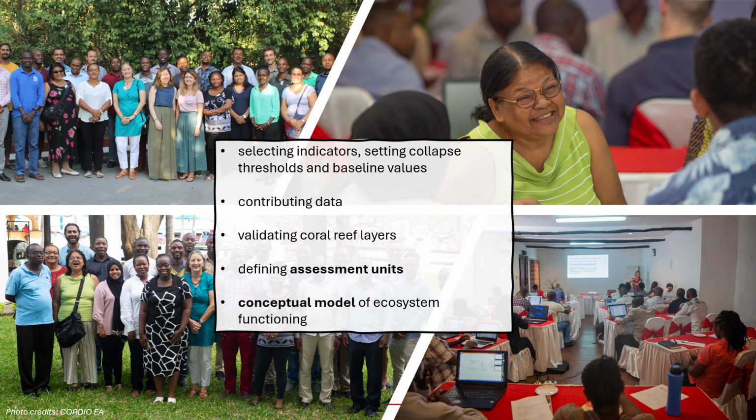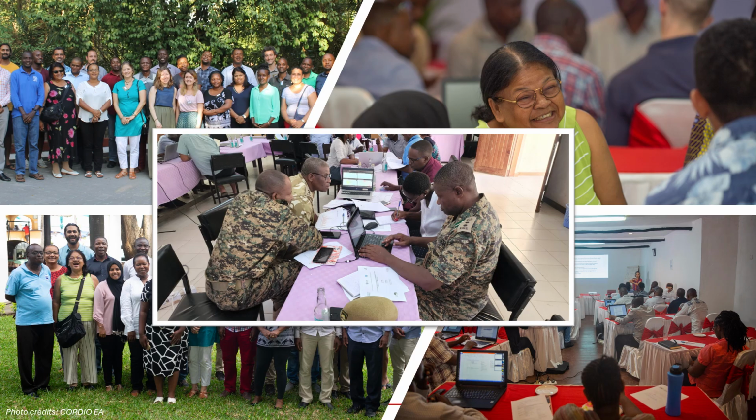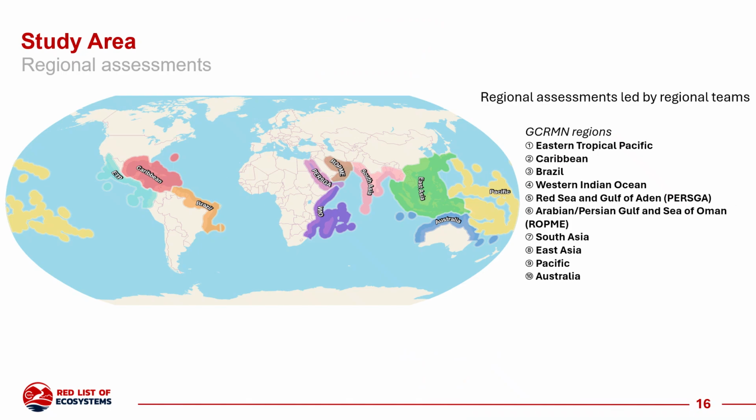It's also essential to involve decision makers, to inform them about the process, its relevance, and how the results can be used. Sharing results with them before publication helps build trust and increases the likelihood of uptake into policy and management. The goal is to apply the Red List of Ecosystems framework to coral reef regions across the world, contributing to one of the first global ecosystem assessments of its kind.